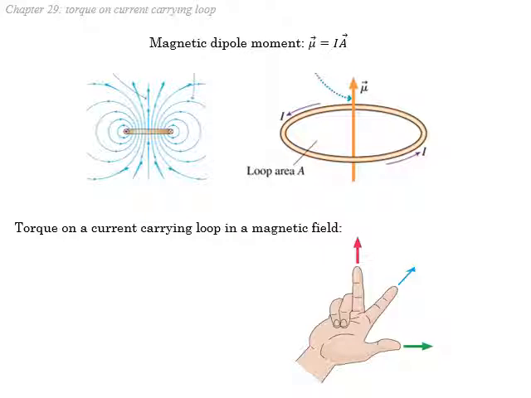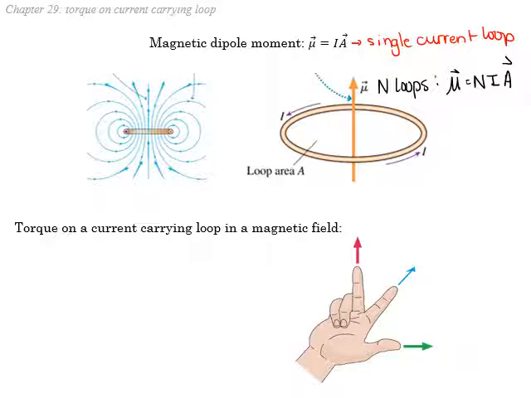So as a refresher, your magnetic dipole moment was current times area. This expression is for a single current loop. You find the direction of the magnetic moment by making a circle with your fingers to match the current. Your stuck-out thumb shows the direction of your magnetic moment vector. And if you had more than one loop, if you had N loops, the magnetic moment vector would be N times current times area. Okay, so the torque on a current carrying loop is mu cross B.